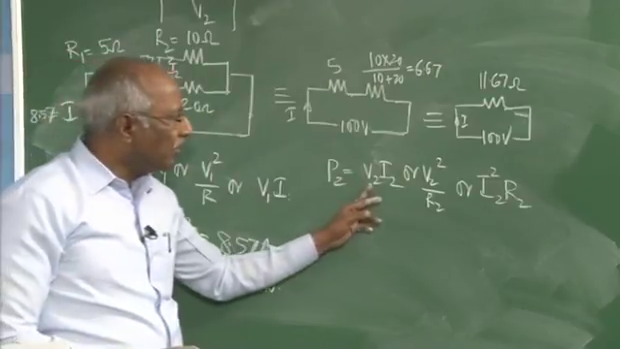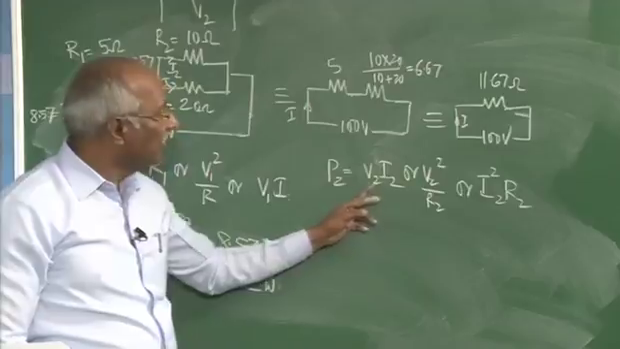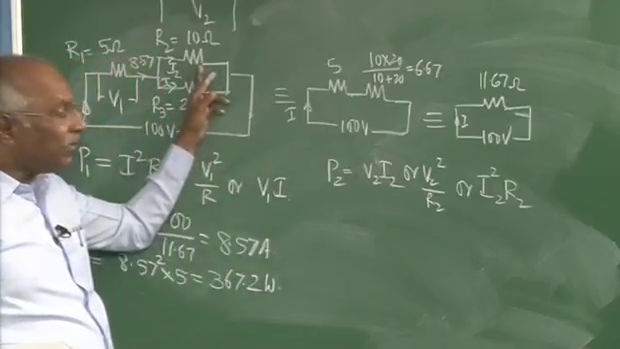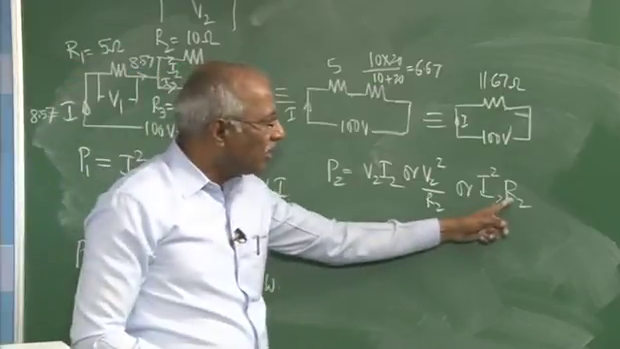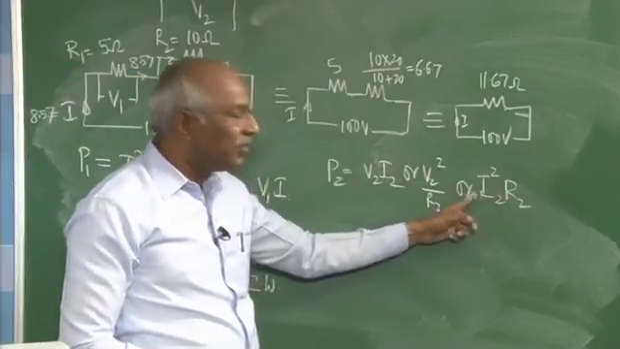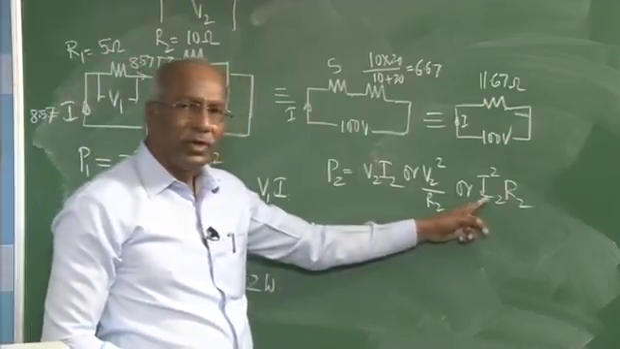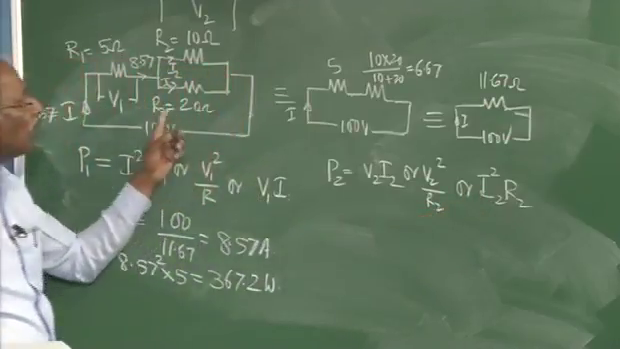We can find out V2, and we do not know V2 yet, nor do we know the current that's flowing through this. However, we know R2. If I can find out I2, it becomes easy to find out P2. In that respect, how to find out I2? Now, the current divider rule comes into the picture.